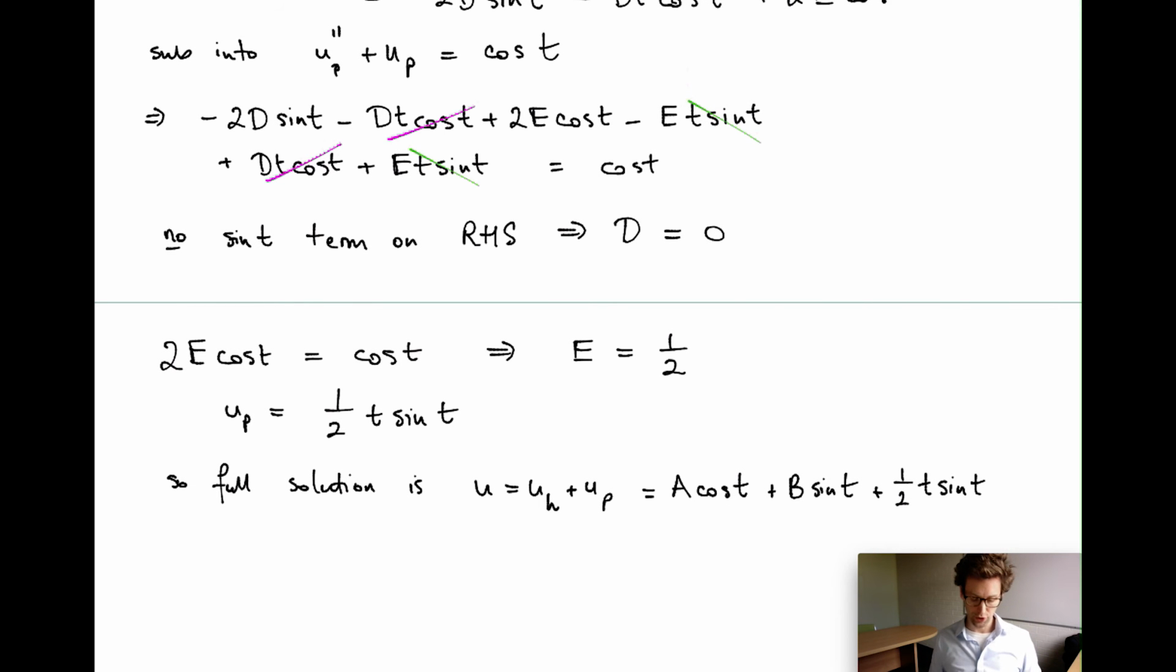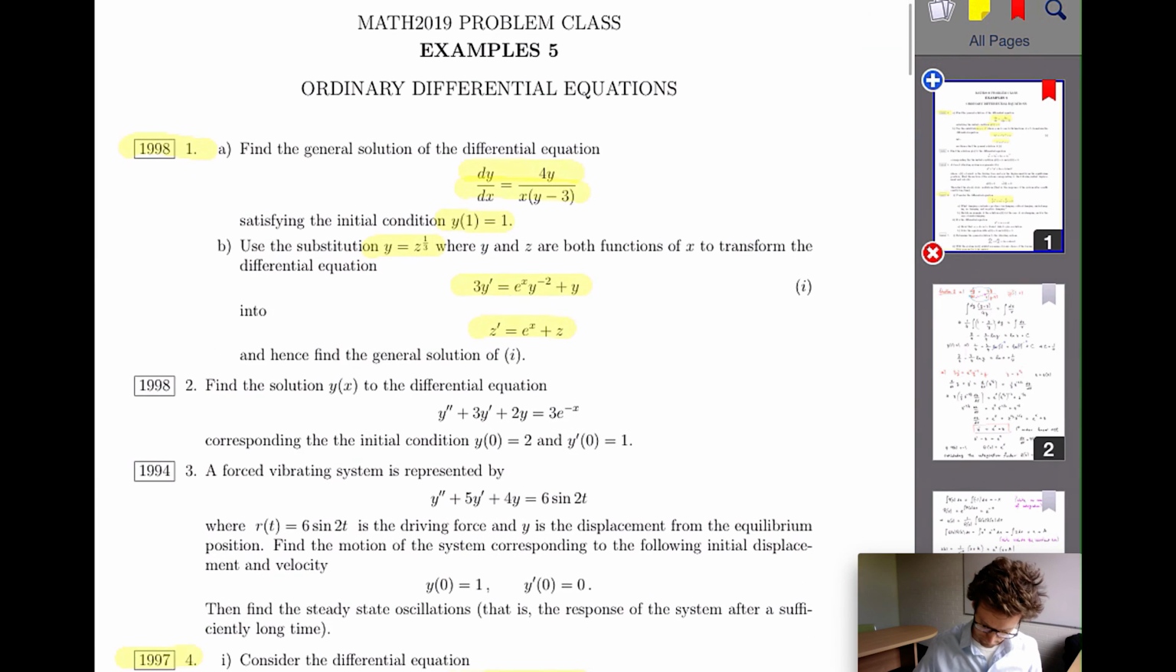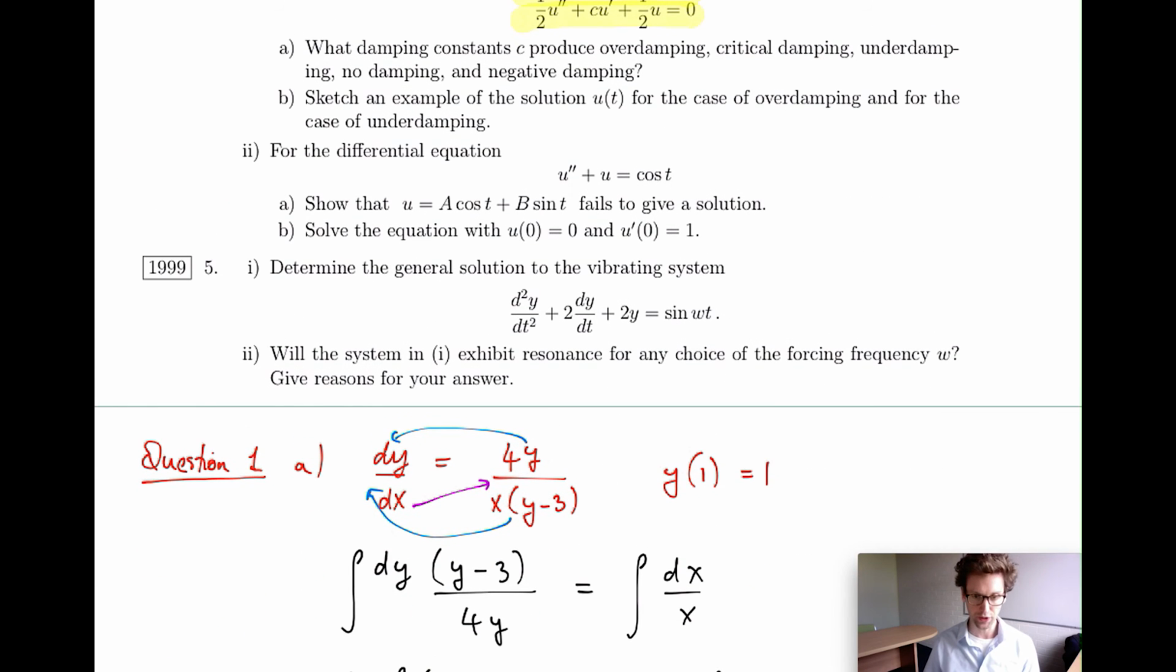Okay, so we're going to move now to question 5, which is a question involving resonance. Let's take a look at that. In question 5, we're asked for the general solution of this vibrating system. And we're asked, will the system exhibit resonance for any choice of the forcing frequency? We've got, again, a second order ordinary differential equation. It's non-homogeneous because it's got a right-hand side. So we're going to have to use the method of undetermined coefficients again.